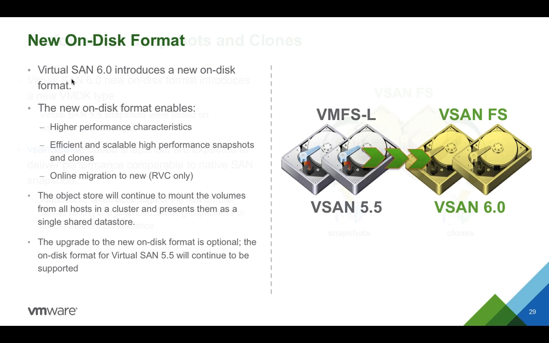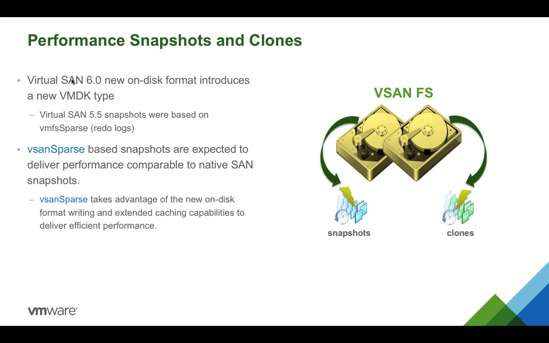That also introduces a new Delta disk, which in this case is called vsanSparse. When you compare it to the VMFS sparse, which obviously is set on redo logs, we all know and have experience dealing with VMFS and performance over time for snapshots and clones. Now this new vSAN sparse is able to deliver performance that is comparable to a native SAN snapshot.